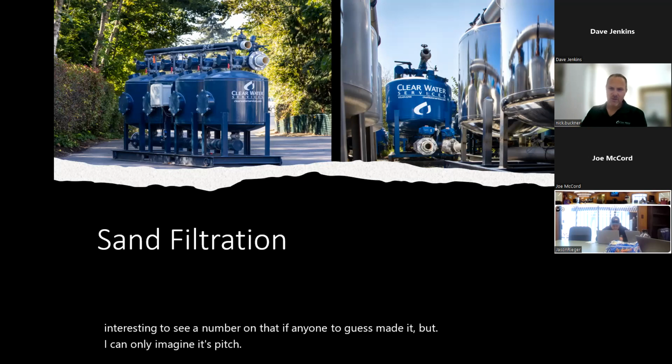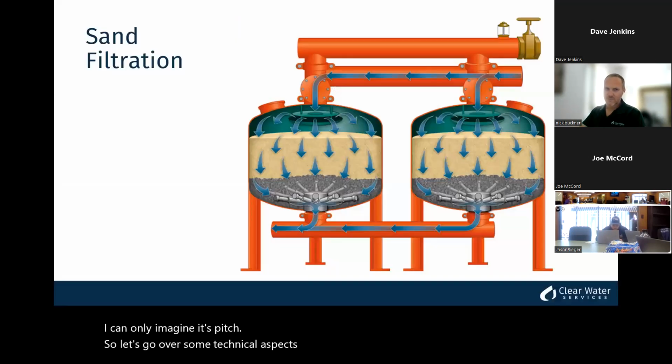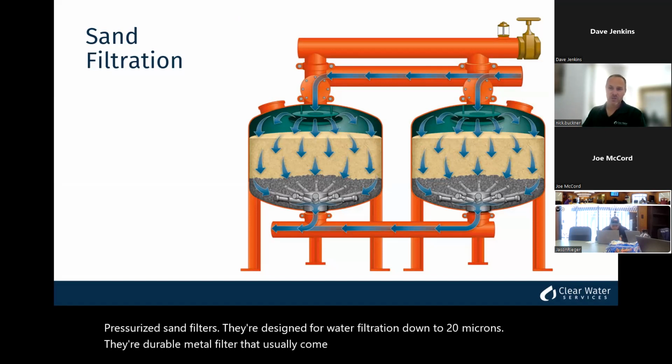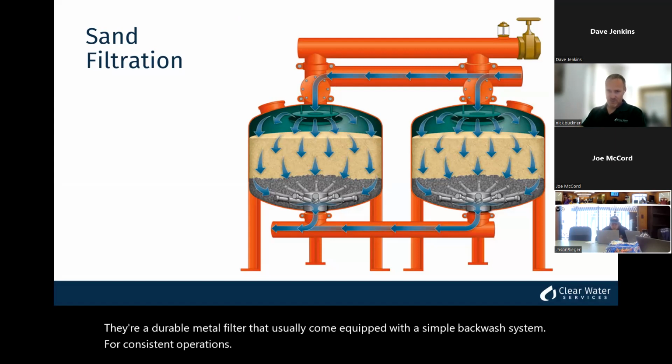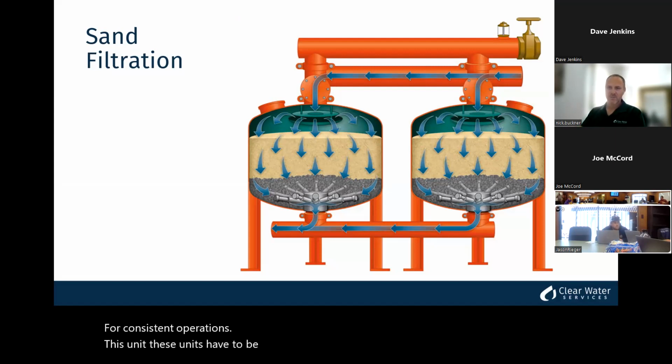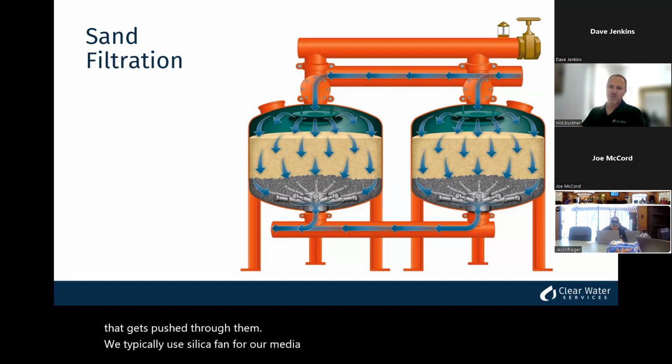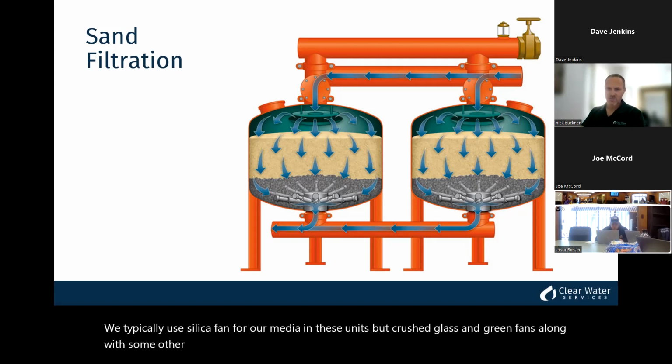So let's go over some technical aspects of sand filters. Pressurized sand filters are designed for water filtration down to 20 microns. They're a durable metal filter that usually comes equipped with a simple backwash system for consistent operation. These units have to be rugged and well maintained to sustain the amount of water that gets pushed through them. We typically use silica sand for our media in these units, but crushed glass and green sand, along with some other specialty medias, are used.